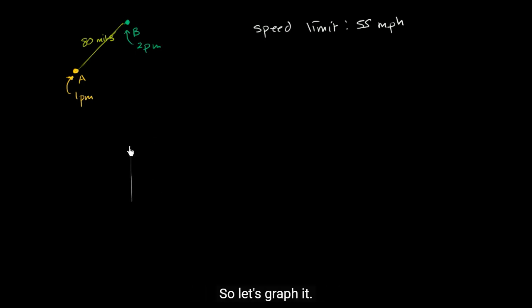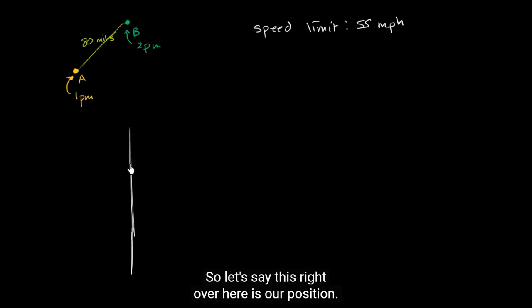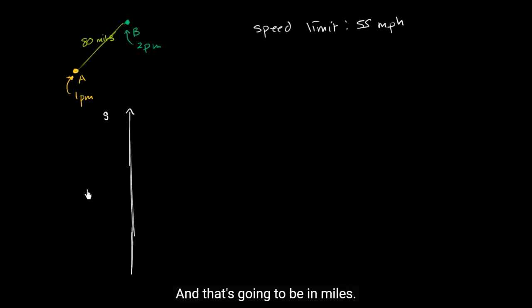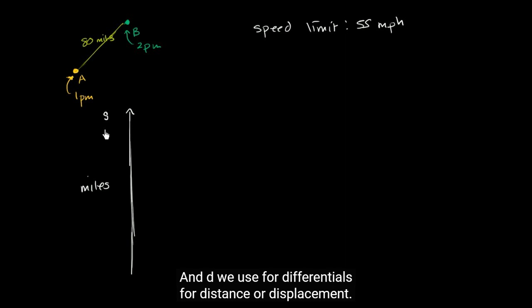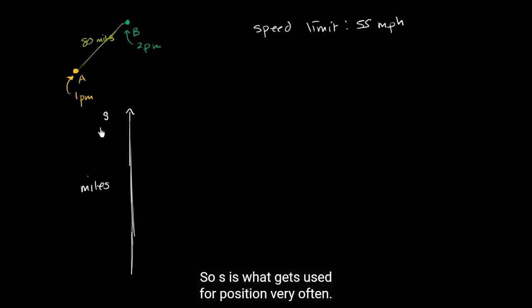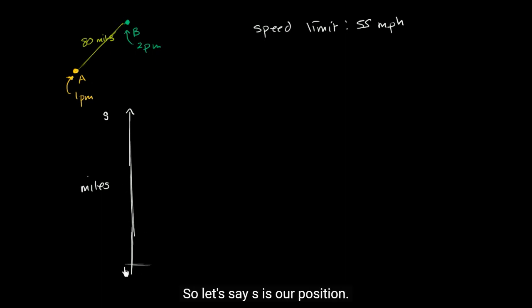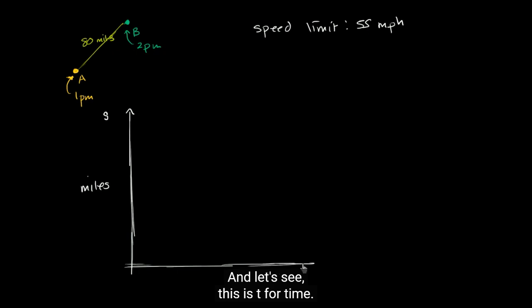So let's graph it. So let's say this right over here is our position. I'll call that the S-axis, S for position, and that's going to be in miles. S doesn't really stand for position, but P kind of looks like rho for density, and D we use for differentials for distance or displacement. So S is what gets used for position very often. So let's say S is our position, and this is T for time, and let's say this is in hours.